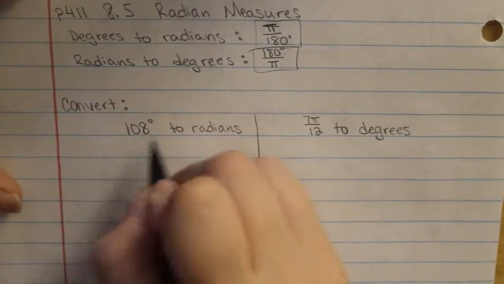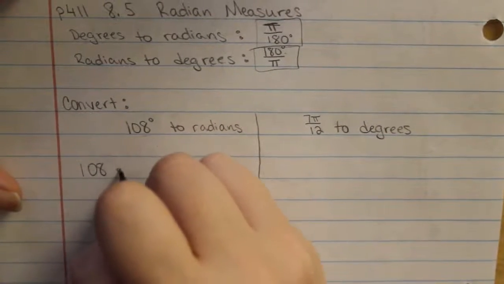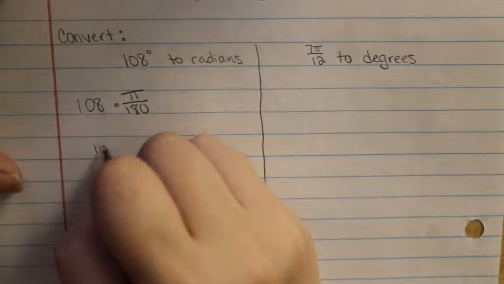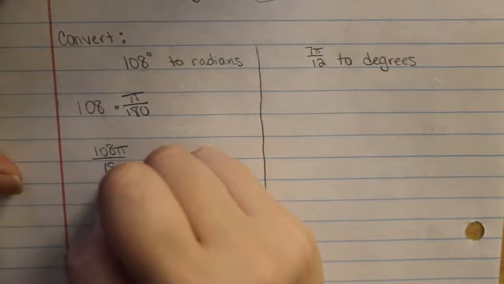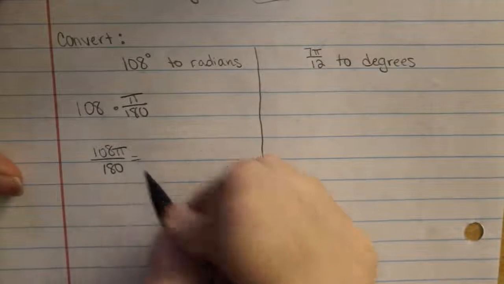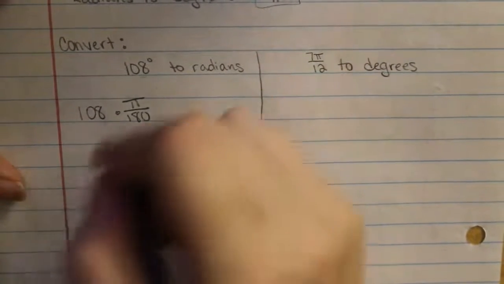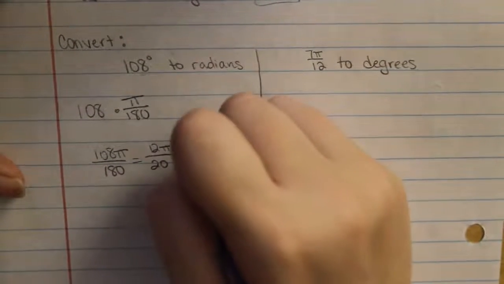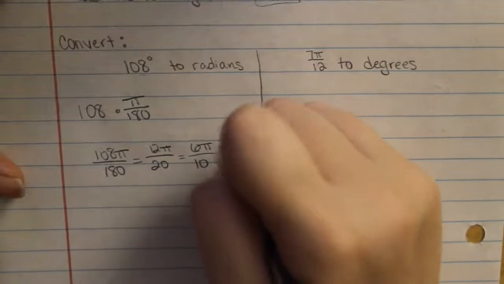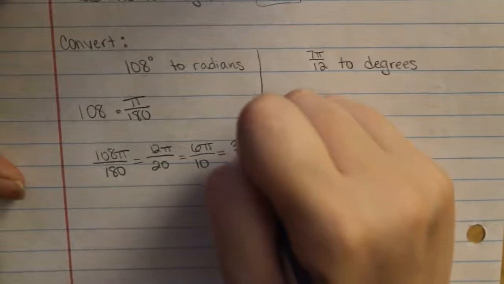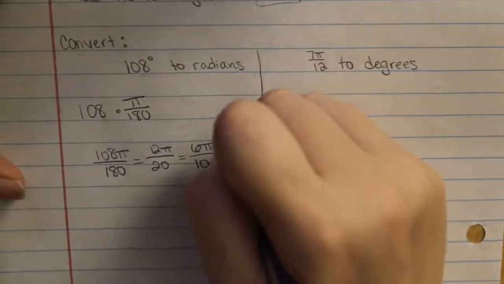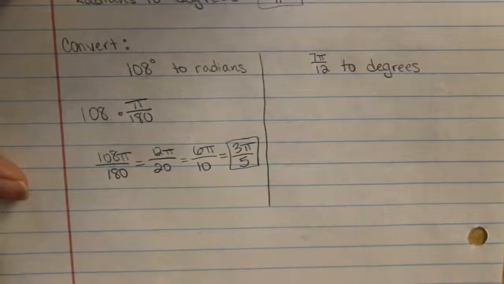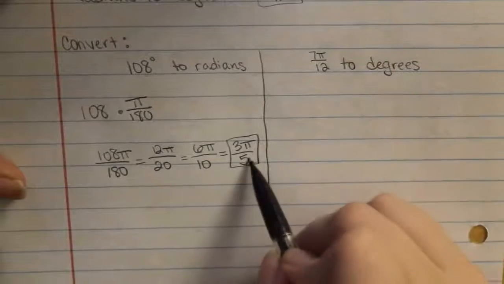This is 108, because I can read. 108 times pi over 180. So this is going to be 108 pi divided by 180. Let me see, they are both divisible by 9, so this is going to give me 12 pi over 20. They are both divisible by 2, so this gives me 6 pi over 10. Both divisible by 2 again, 3 pi over 5. Now, had I looked at that, I would have been able to say, oh, 12 and 20 are both divisible by 4, and I would have saved myself a step. But I didn't do that. That's okay. That's my answer.